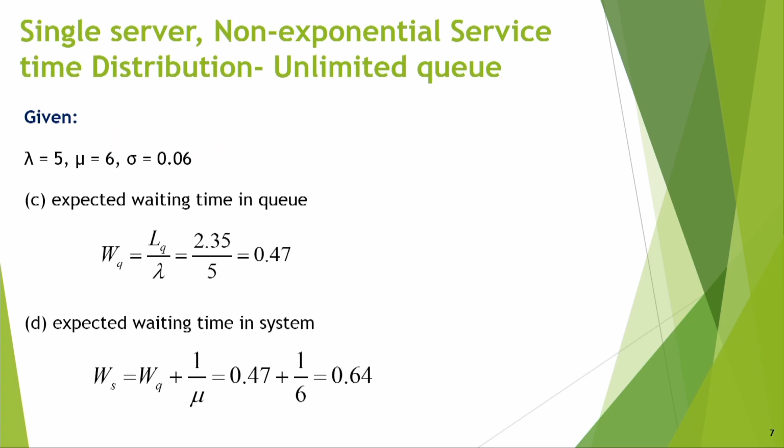Now this will be the expected waiting time in queue. Use Little's formula: you know LQ, so you can find WQ. WQ is equal to LQ by lambda, that means 2.35 by 5, which is equal to 0.47. And the expected waiting time in the system, WS, is equal to WQ plus 1 by mu, equal to 0.47 plus 1 by 6, that means 0.64. So these are the types of formulae we have written for the expected waiting time in system.